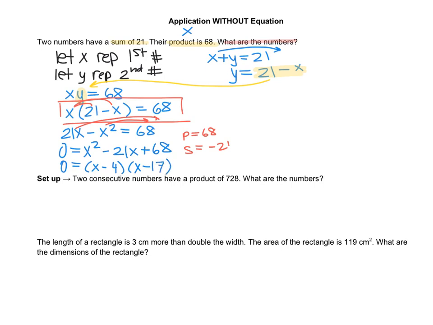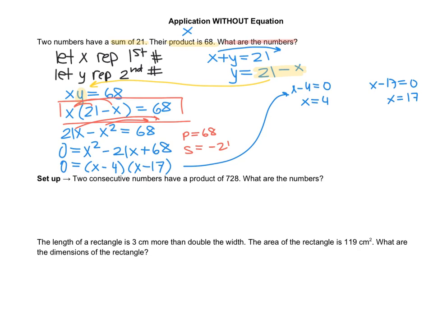So then I can branch out, which I'm going to do up here, and I have x minus 4 equals 0, so that x equals 4, and x minus 17 equals 0, so that x equals 17. Now remember, if you look at your let statements, x represents the first number. This does not necessarily mean that your two numbers are 4 and 17.